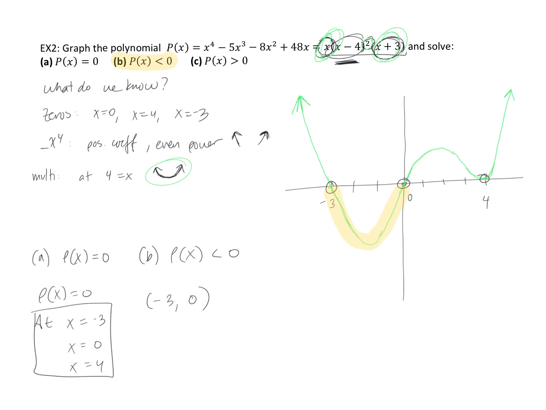All right. And then lastly, we're going to take a look at when p of x is greater than 0. So that's all the values above the x-axis. And that is these values here, these ones, and these ones. We don't include where it's equal to 0. So again, there's going to be a small gap there. But we have 3 different segments where it's greater than 0.